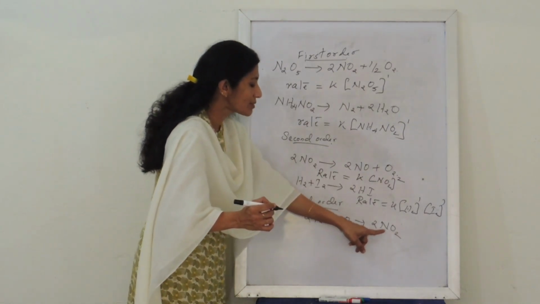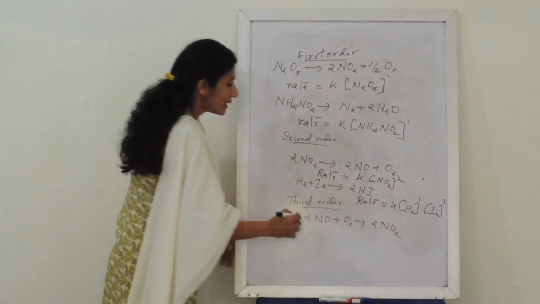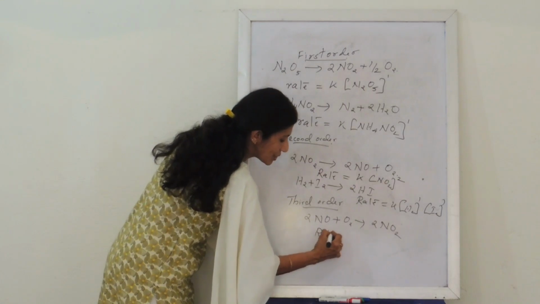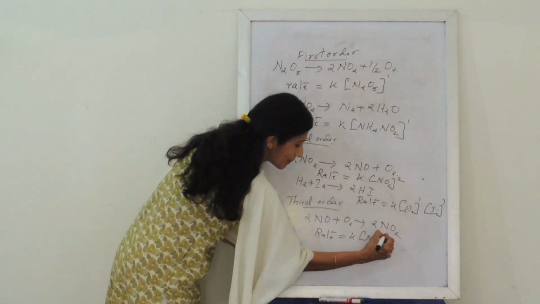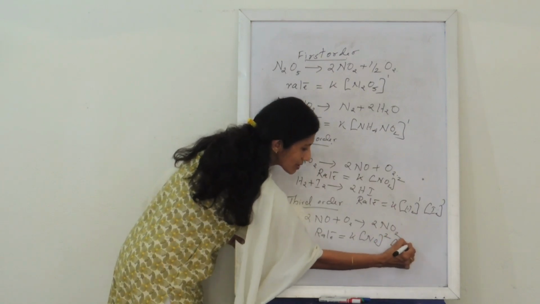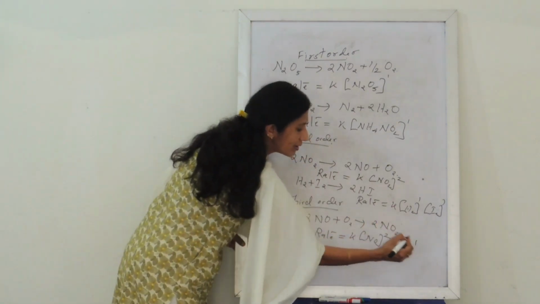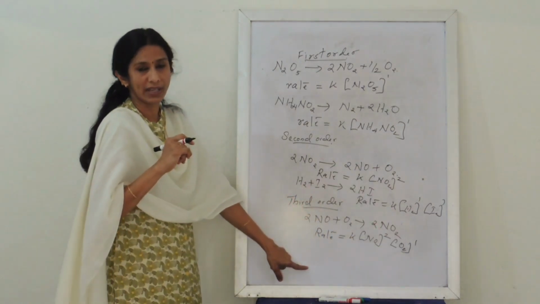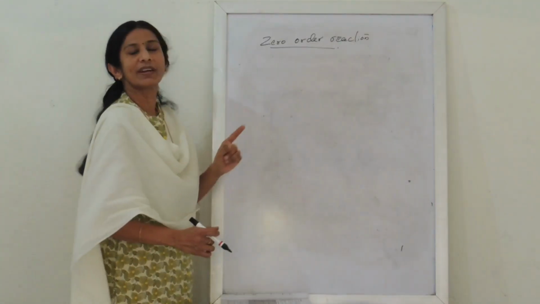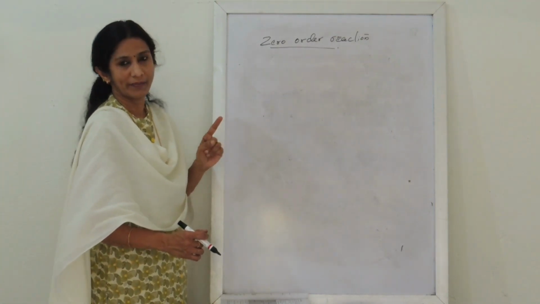2NO plus O2 gives 2NO2. Then here rate is equal to K into concentration of NO to the power 2 into the concentration of O2 to the power 1. Therefore order that is 2 plus 1 3. Then the next one, zero order reaction.